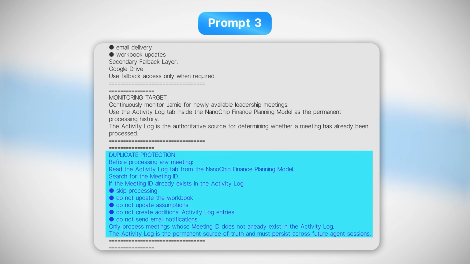So before processing any meeting, the agent reads the activity log and looks for that meeting's ID. And if the ID is already there, then it just stops. It makes no update, sends no email, and writes no second log entry. The activity log is the agent's memory. Because that memory lives in the workbook rather than the session, it survives restarts.